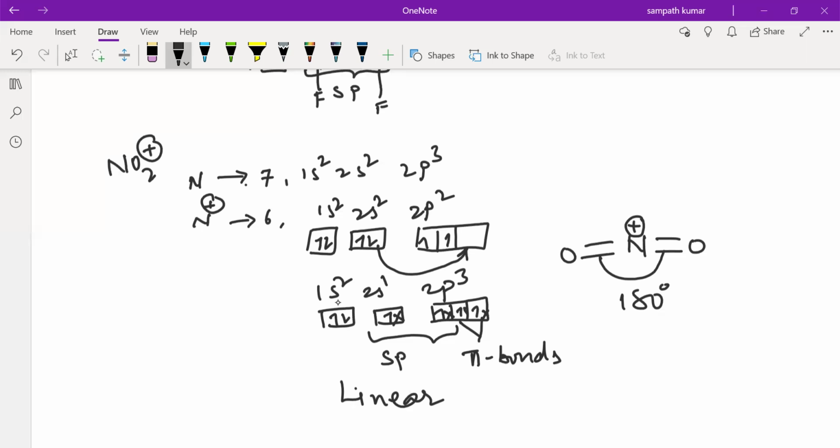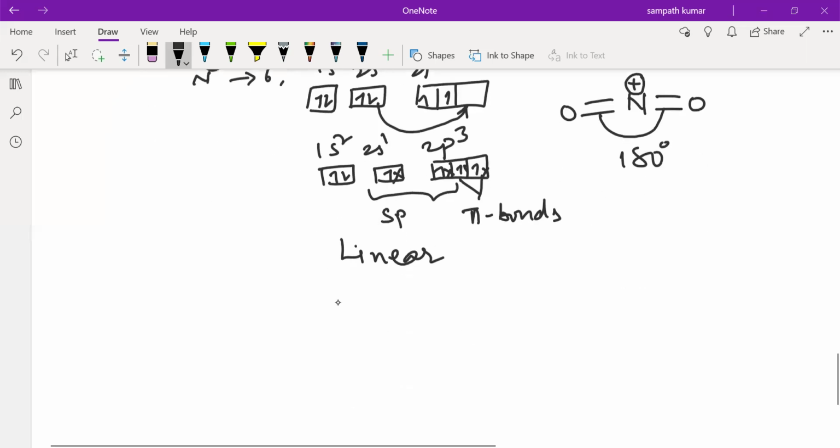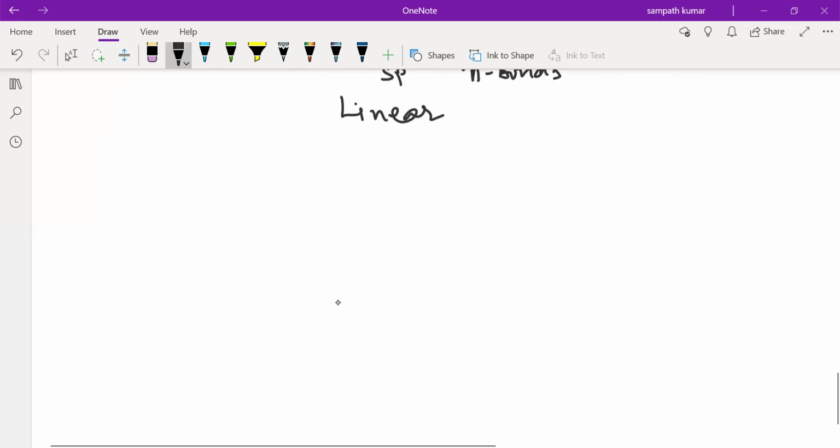Okay, this may also be for another example: BeF3 minus. Tell me, what is the hybridization and what is the geometry of this molecule? Put it in the chat box. Which atom is acting as the central atom, Nana?